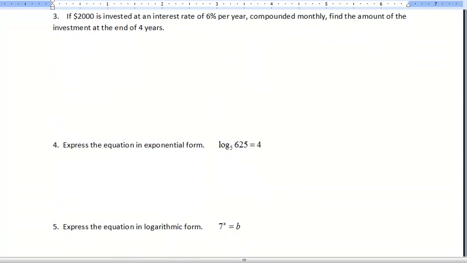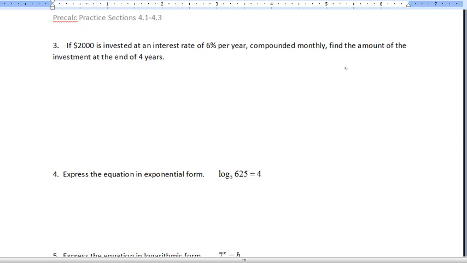Moving on to the back, I asked you in your handout to change this to 6%, so we go ahead and do that. The problem says: if $2,000 is invested at an interest rate of 6% per year compounded monthly, find the amount of the investment at the end of 4 years. That sounds like a lot of information, so what I like to do is this $2,000 is our p value, our principal. The rate of 6% means r equals 0.06. It's compounded monthly, and there are 12 months in a year, so n is equal to 12. And at the end of 4 years, t is equal to 4.